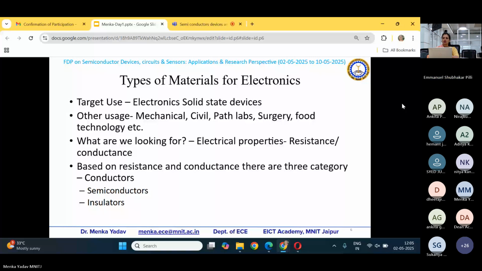electronic solid state devices. What is the meaning of solid state? Solid state means the electrons are flowing in the solid. The state of the material is solid. We are having the flow of the electrons in the solid state only. So we call these devices or this type of electronics solid state electronics.